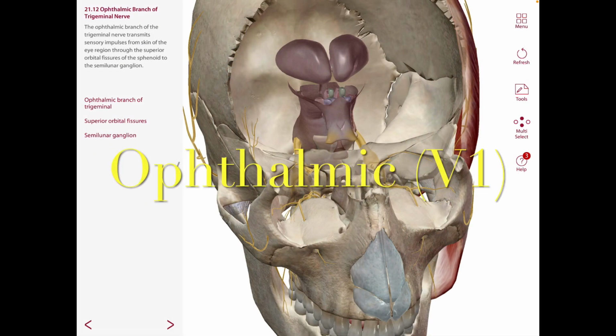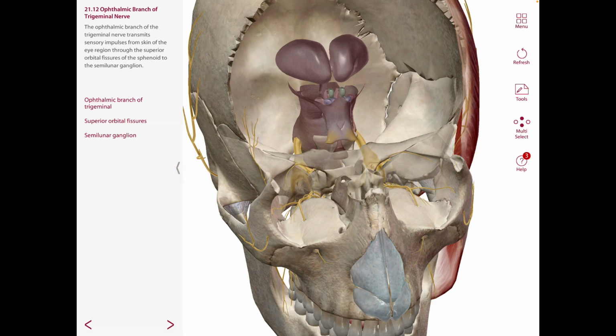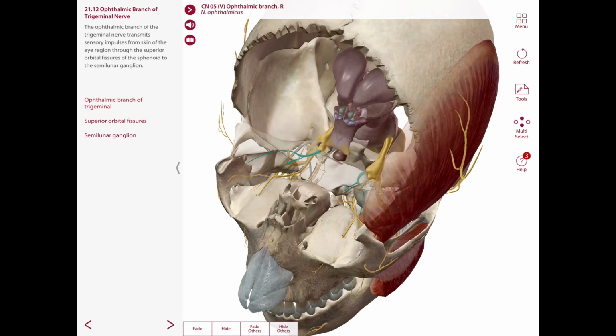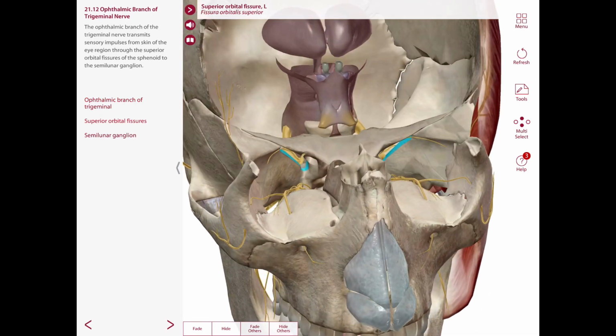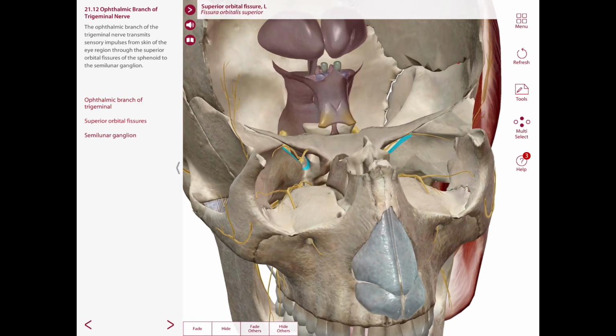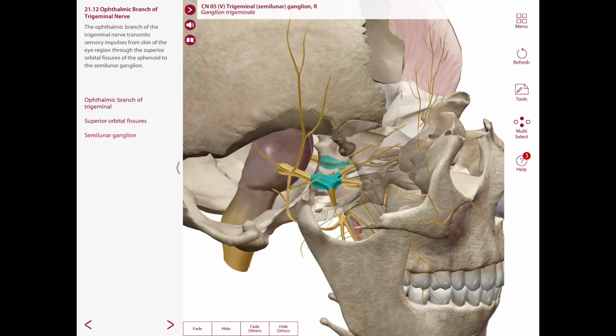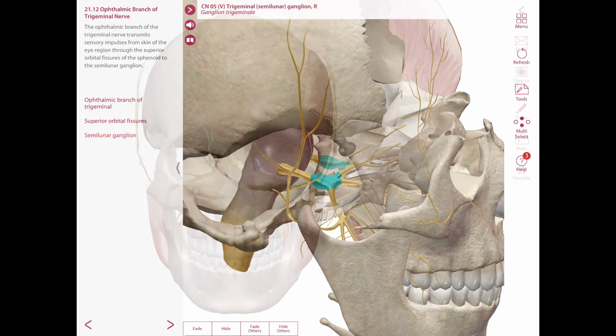The first division is the ophthalmic nerve, or V1. This is your ophthalmic branch of the trigeminal nerve. This one supplies the forehead, the anterior scalp, the upper eyelid, and most of the nose. It passes through the superior orbital fissure, and it comes from this semilunar ganglion.